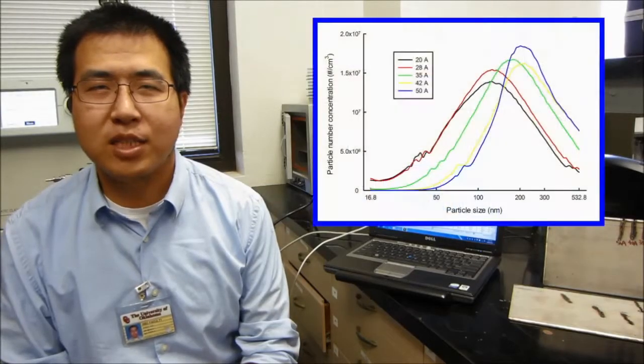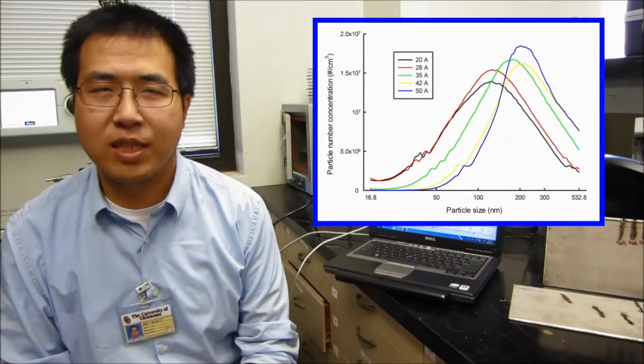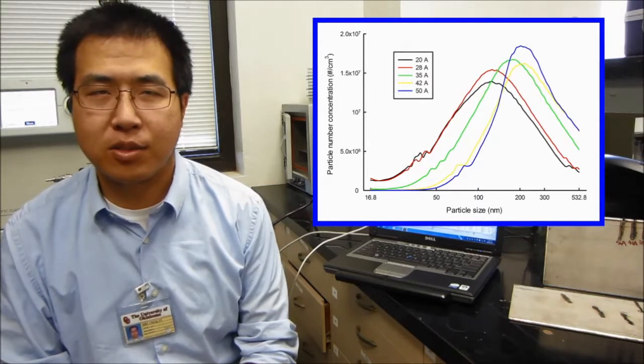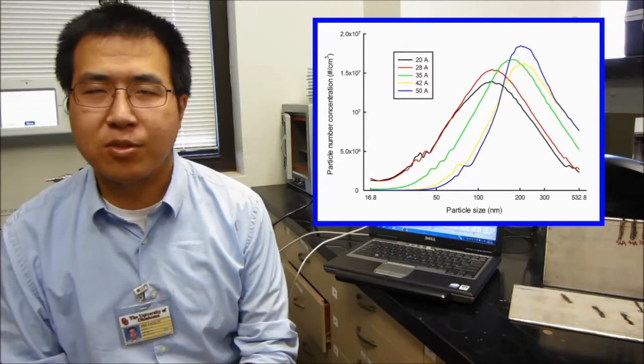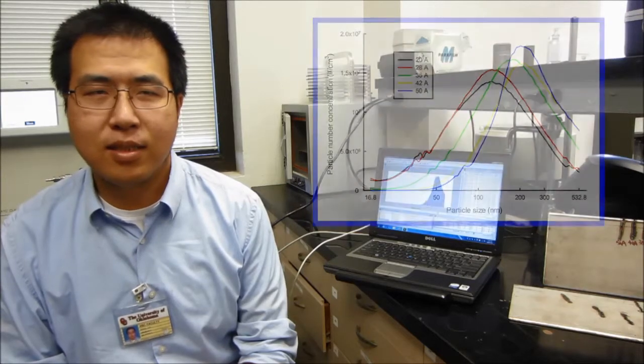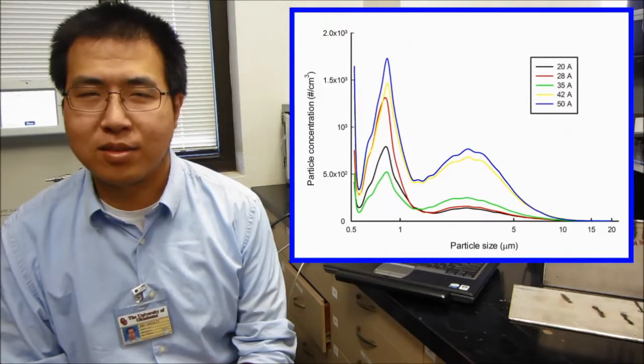In the fine fraction of the particles, the geometric mean size shifted from 100 nanometers to the larger side, around 200 nanometers, with increasing arc currents. The more energy fed into the system with a higher current promotes the coagulation and agglomeration of the ultrafine particles, giving a larger mean size. The coarse fraction shows a similar trend, with more total counts of particles produced at higher arc currents.